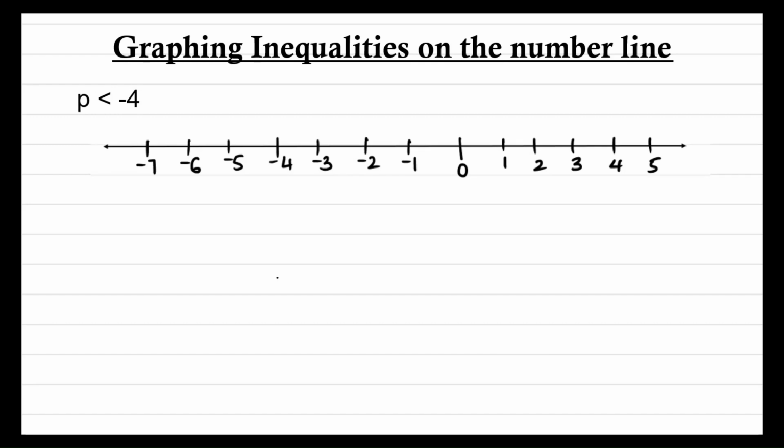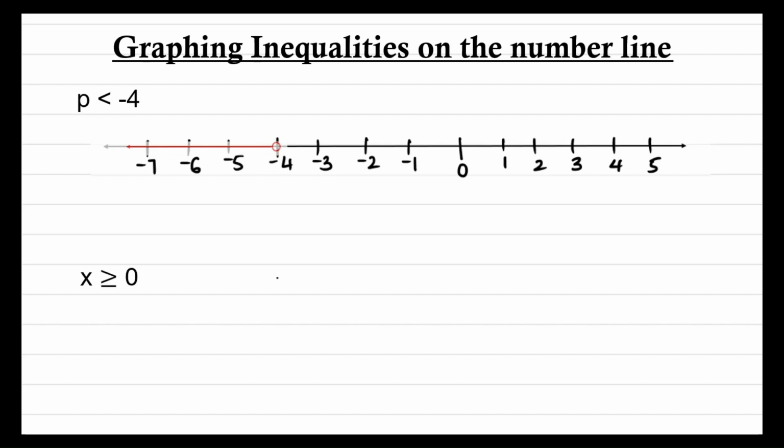Next, p less than minus 4. So the number line is this, and all the numbers which are less than negative 4 are the solutions of this inequality. So my solutions will be like this. Look, all the values which are less than minus 4 are the solutions of this inequality. Did I include negative 4? No. That's why the circle at negative 4 is unshaded, not shaded.